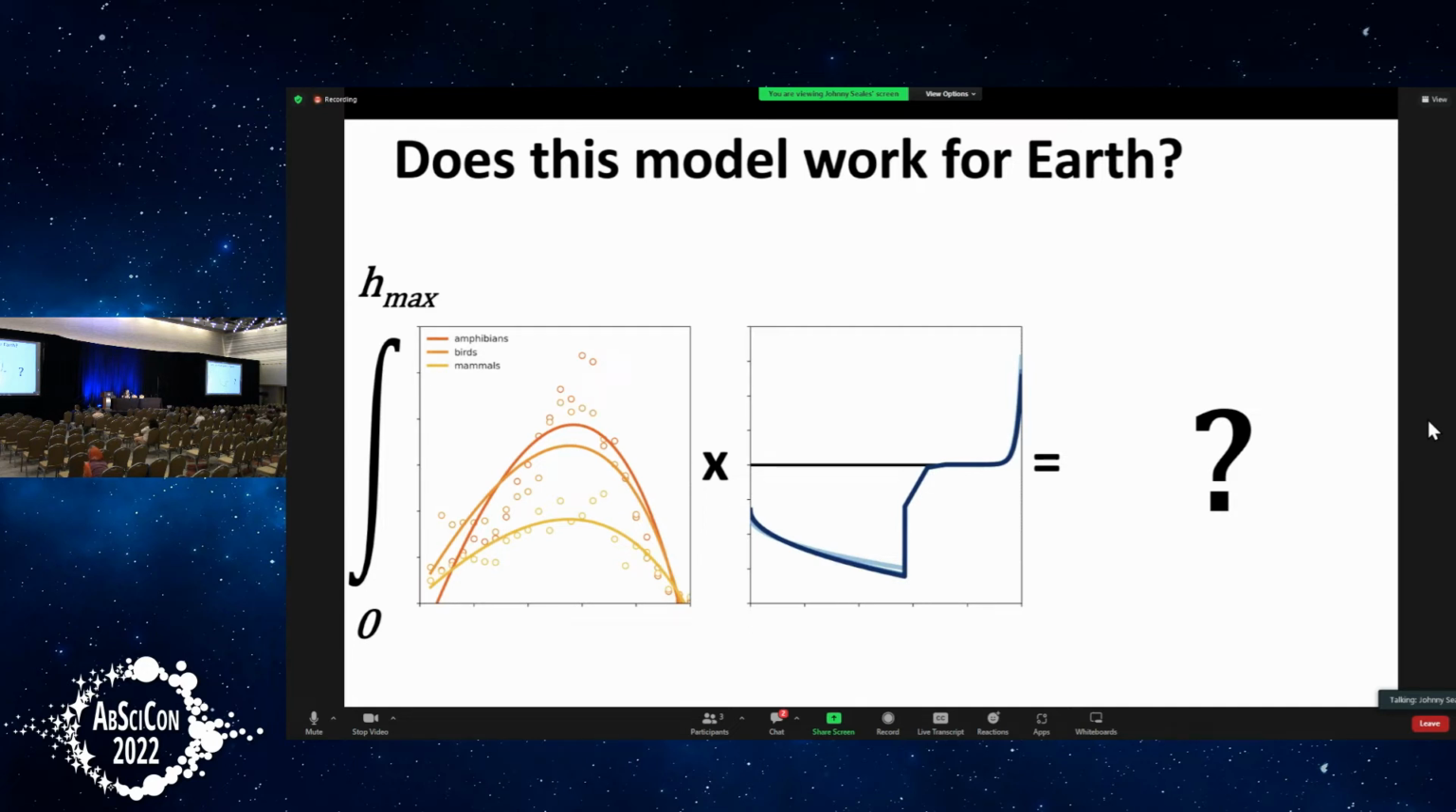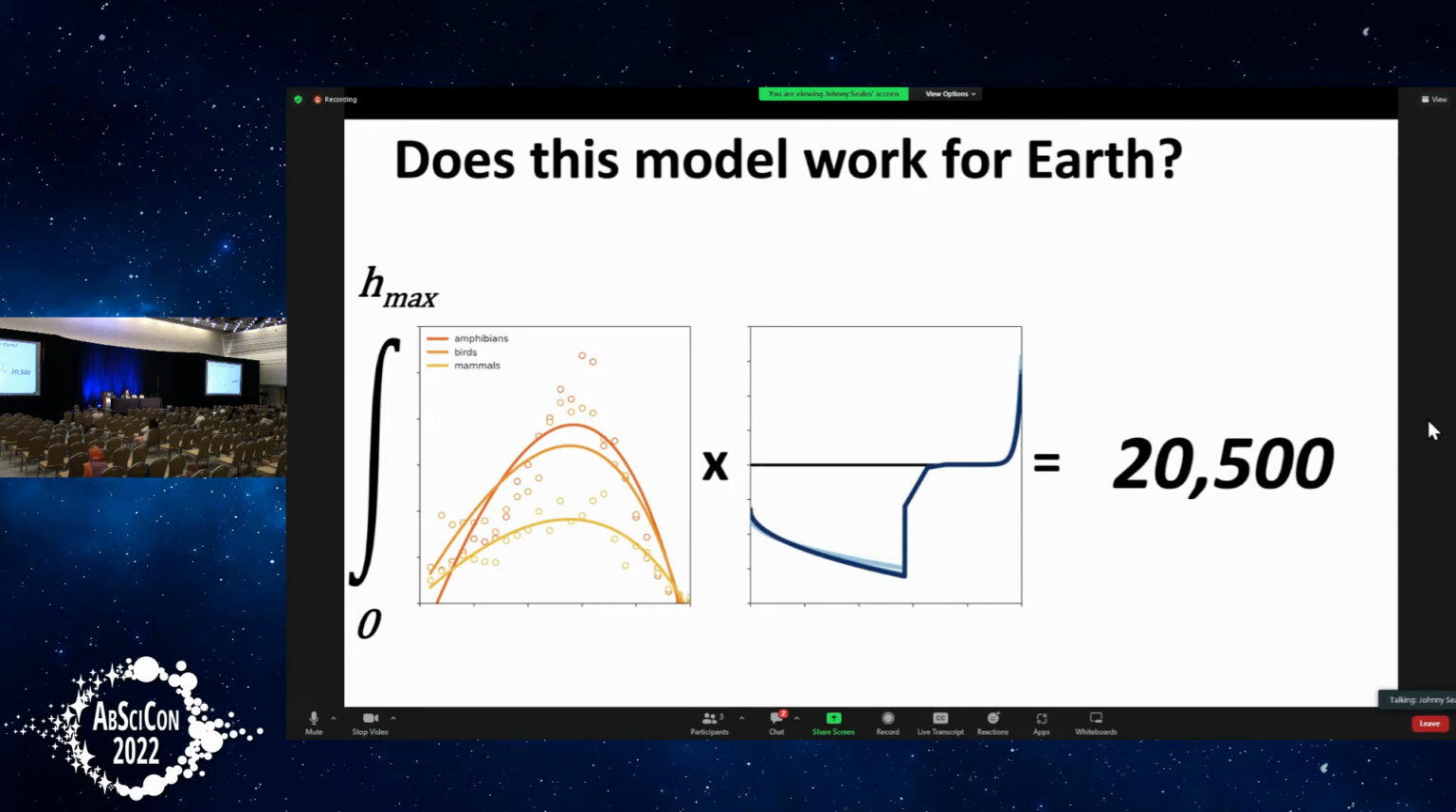Well, if we try to calculate the number of terrestrial vertebrate species from our model, we estimate there's 20,500. The actual value is somewhere around 21,000. So we're at least within the ballpark, good enough for the remainder analysis of our work.